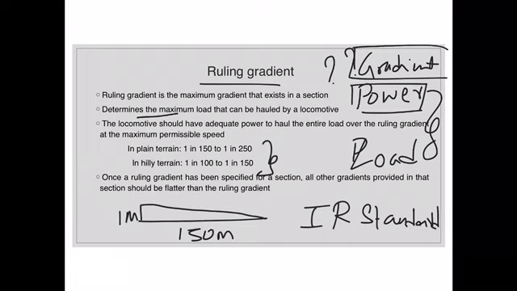And the same thing in the hilly region, the gradient value is restricted to 1 in 100 to 1 in 150. Once the ruling gradient has been specified for a particular section, all other gradients that you have provided should be flatter than the ruling gradient that is considered.